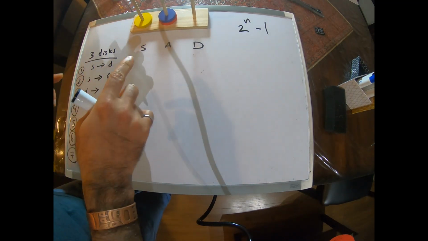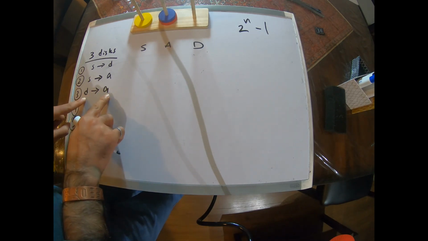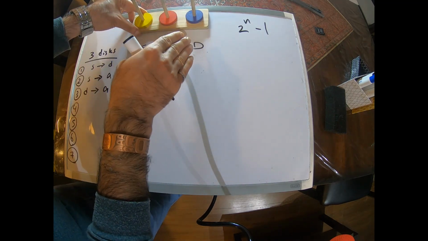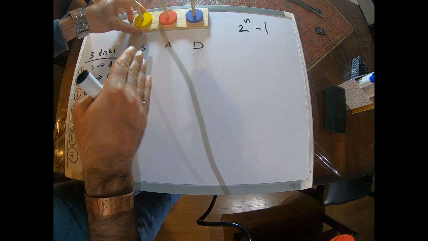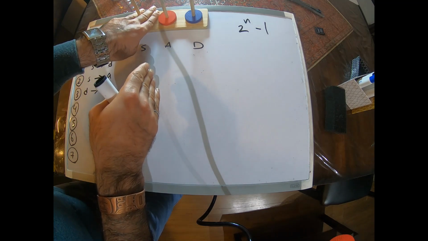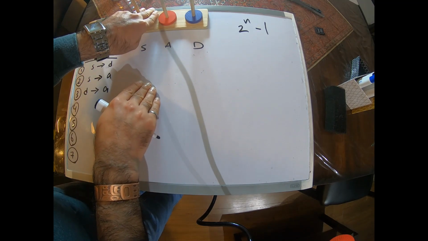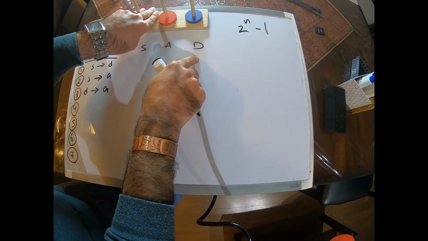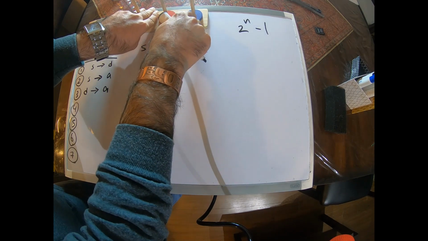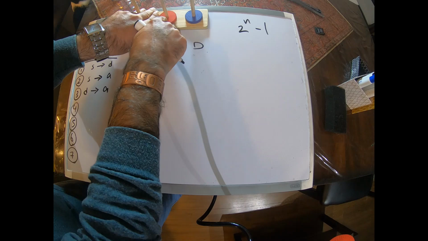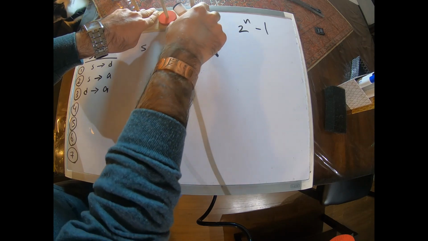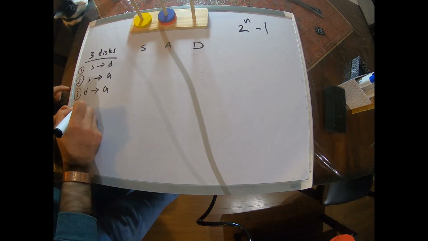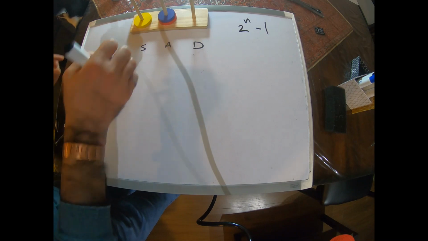And always remember that when we want to move a disk between two rods, like between auxiliary and destination, there is only one legal move, right? If we need to move a disk between these two rods, auxiliary and destination, there is only one legal move. We can only move this one from here to here. We can't move this one from auxiliary to destination. Okay, so here this is what we did. The fourth one is going to be from source to destination.